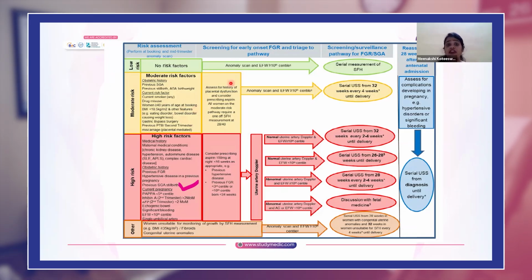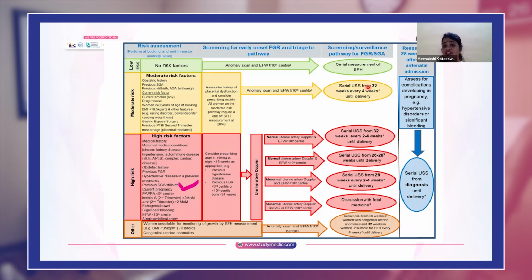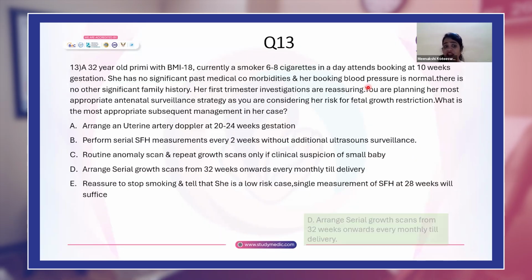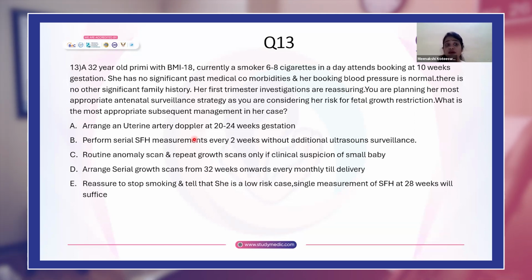In that case, what you have to do is check whether she has any other history of placental dysfunction, do an anomaly scan, and do serial scans from 32 weeks onwards. That is based on that particular chart. So uterine artery Doppler is not required unless she has any other problems.